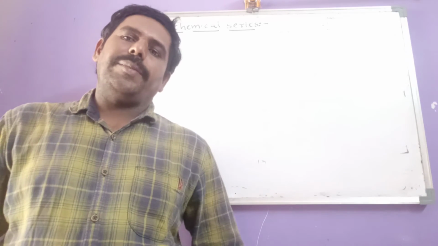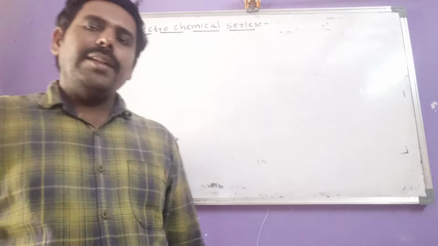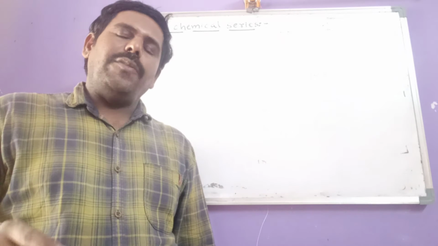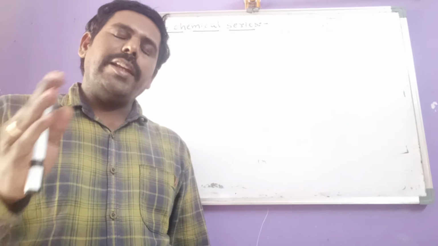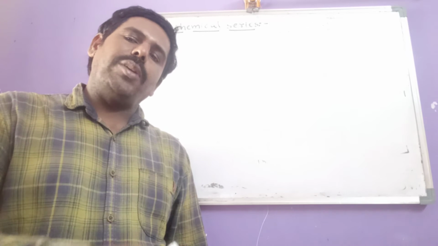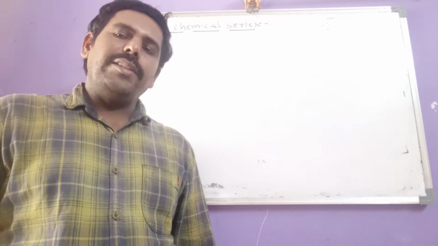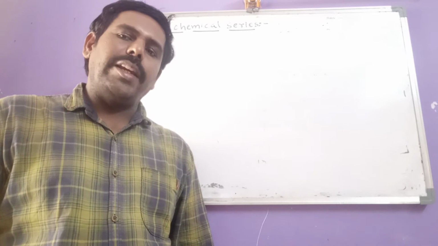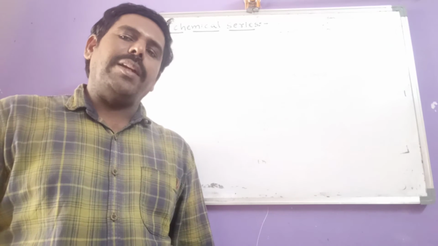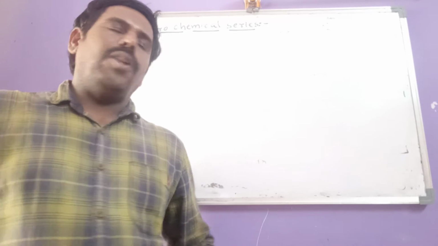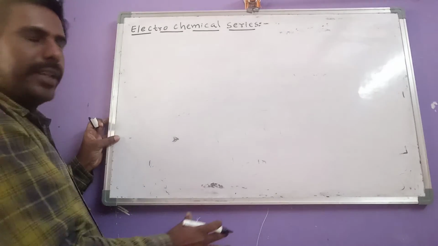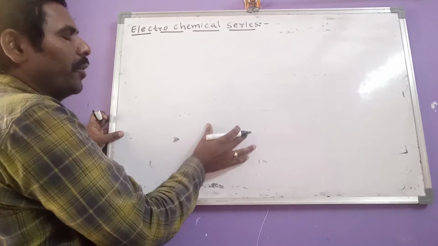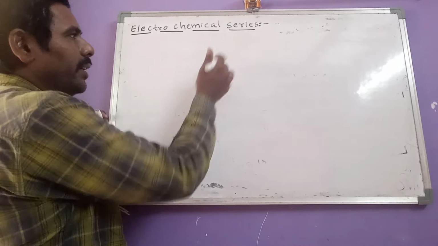Electrochemical series. I repeat again here, the arrangement of electrodes in the order of increasing standard reduction potential values is known as which one here? That electrochemical series. Okay, now let us see here what are the electrodes arranged here. I will give some important electrodes in that series.